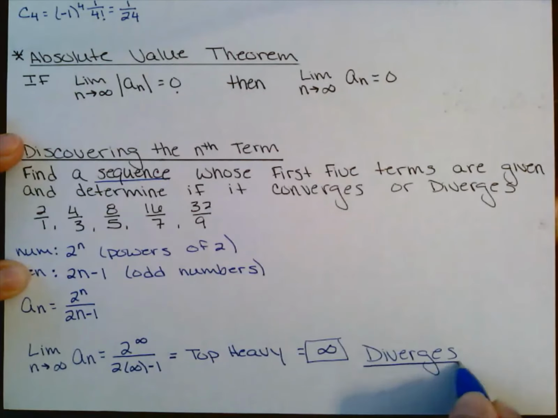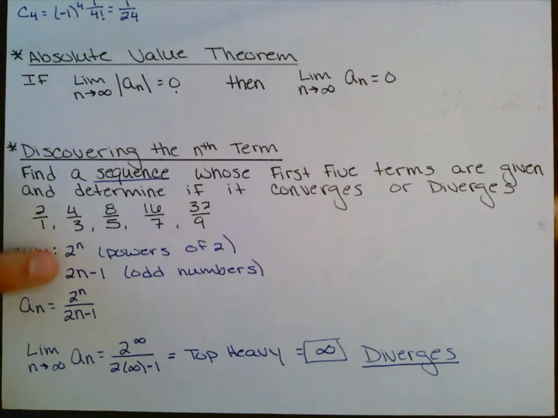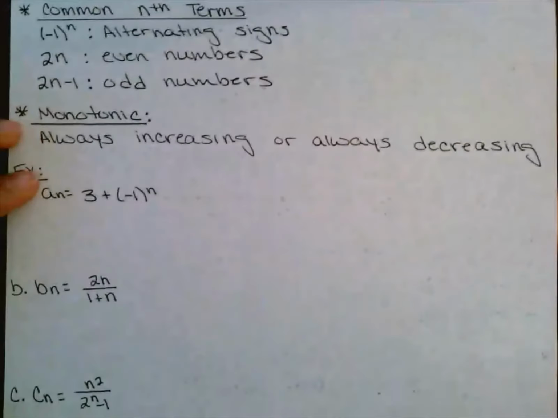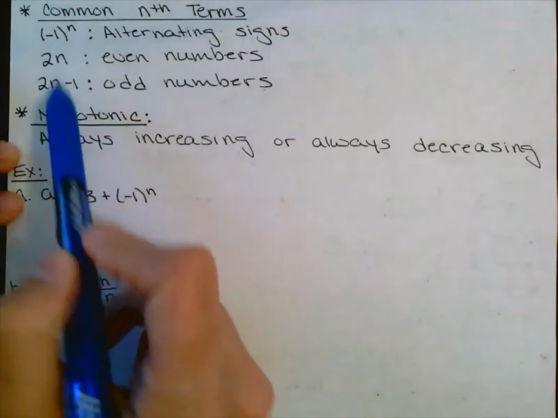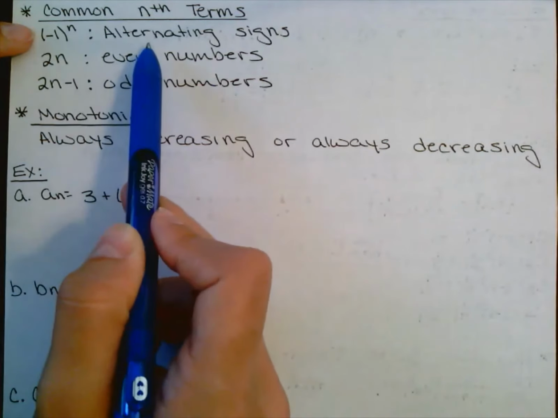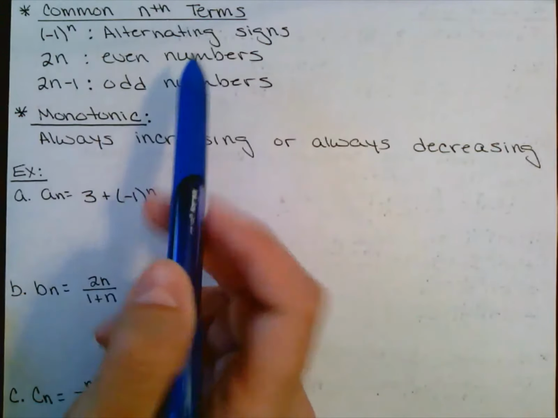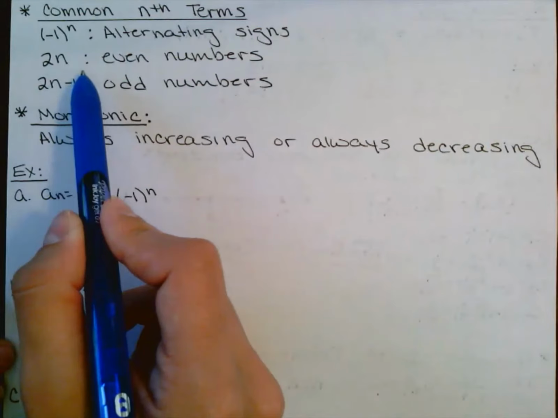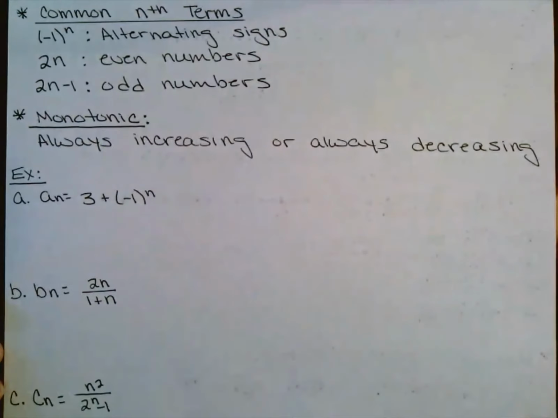So I want to show you a list of these to kind of memorize to help you come up with this. Let's take a look at them over here. Common nth terms that you'll see, we've seen these three already, is that negative 1 to the nth power means that your terms in the sequence are going to be alternating signs. And then 2 times n is going to represent even numbers, and 2 times n minus 1 is going to represent odd numbers.